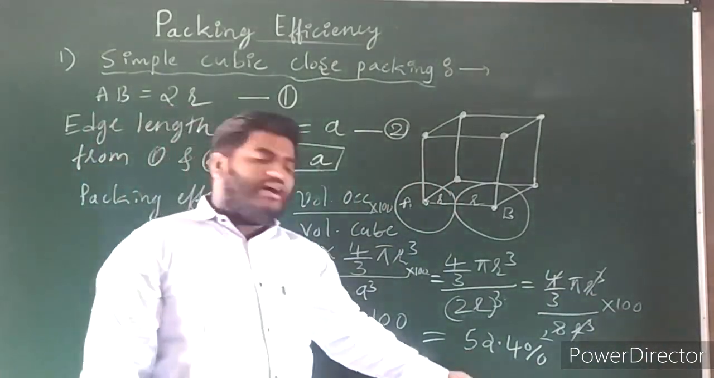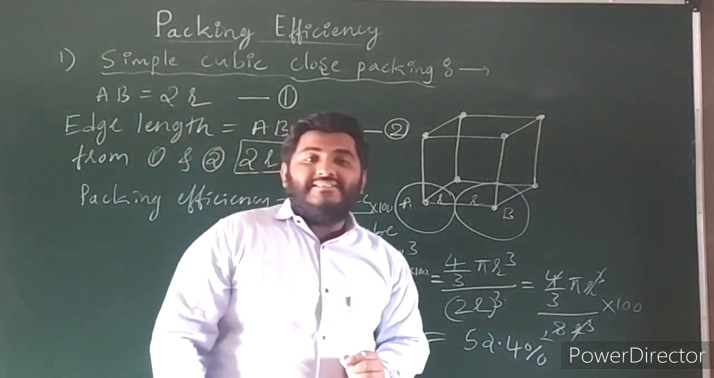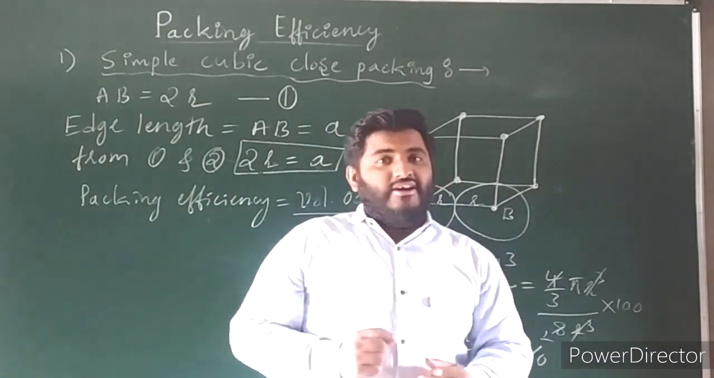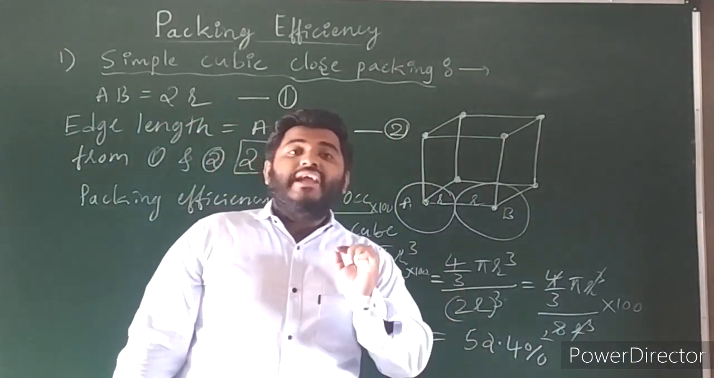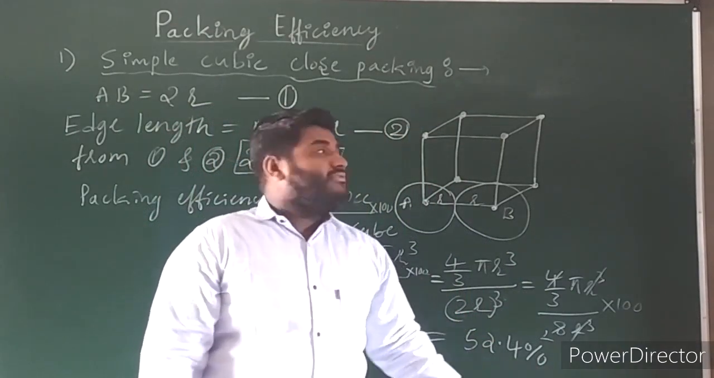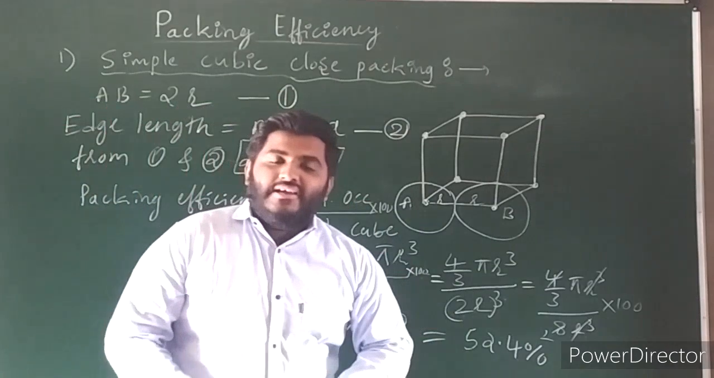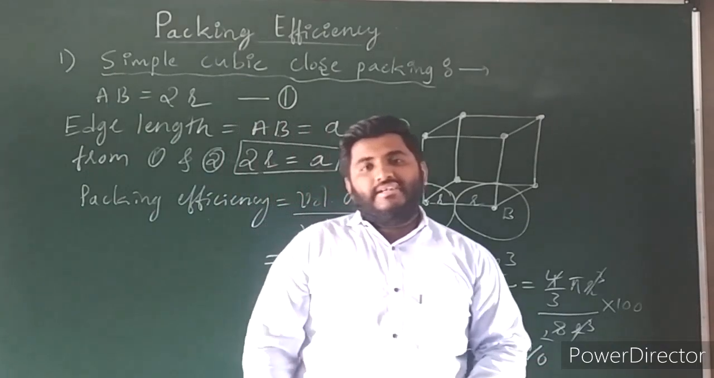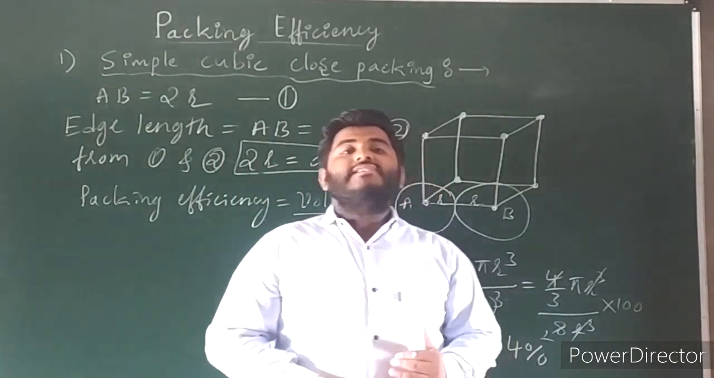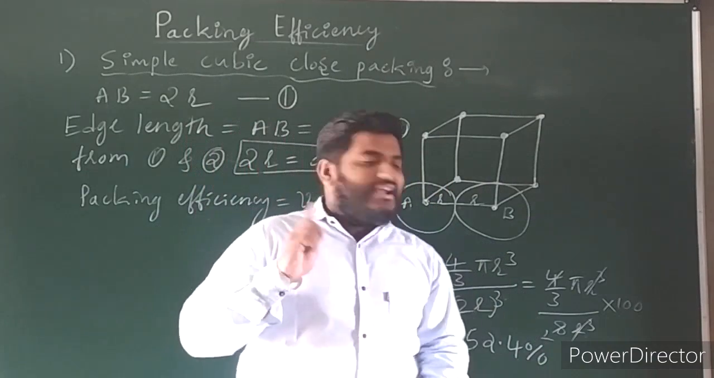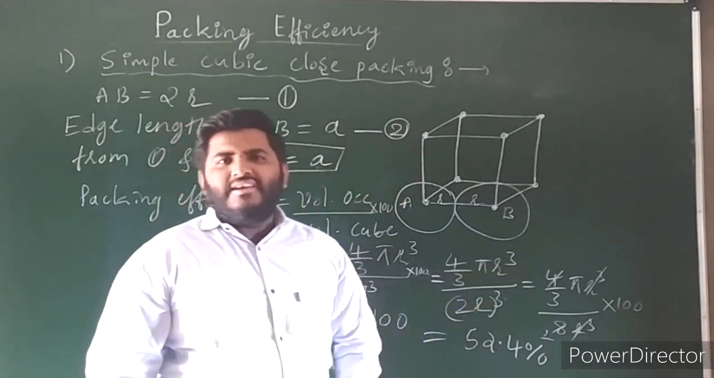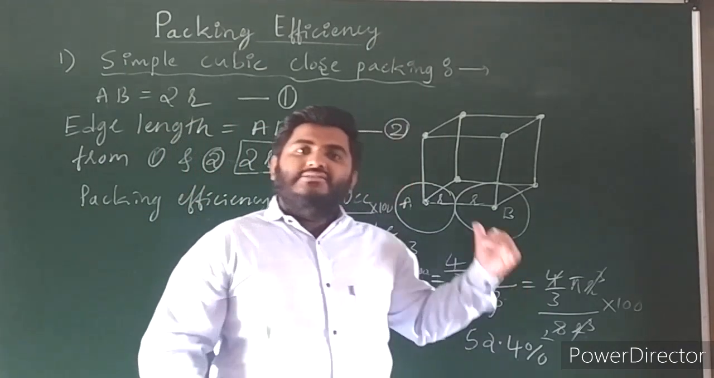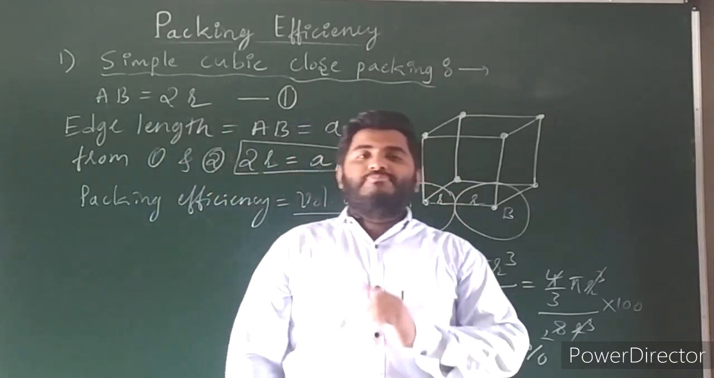Pi by 6 into 100, in place of pi you put the value 3.142, or you can put 22 by 7 and calculate using a calculator. You are getting the answer as 52.4%. So therefore, in simple cubic close packing, the packing efficiency is equal to 52.4%. And what about the vacant space? Vacant space, or empty space, is equal to 100 minus 52.4. Whatever you get, that answer is the vacant space. I hope you got the point here. This is in the case of simple cubic close packing.